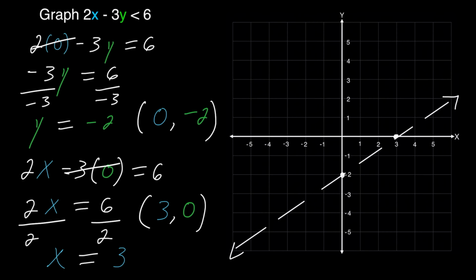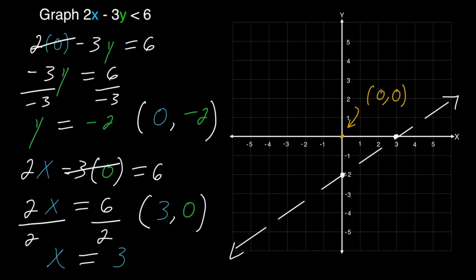I'm going to pick the origin because it's the easiest to calculate. There we go, 0, 0. Now what we're going to do with this test point is put 0 for x and 0 for y. So it's going to be 2 times 0 minus 3 times 0 is less than 6. Is 2 times 0, which is 0, minus 3 times 0, which is 0. So is 0 minus 0 less than 6? Absolutely. 0 minus 0 is less than 6.